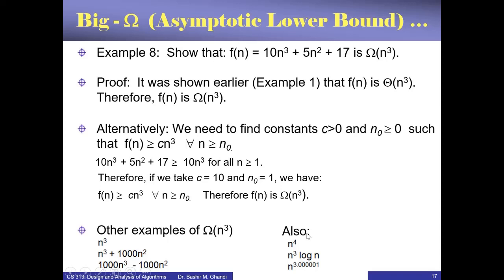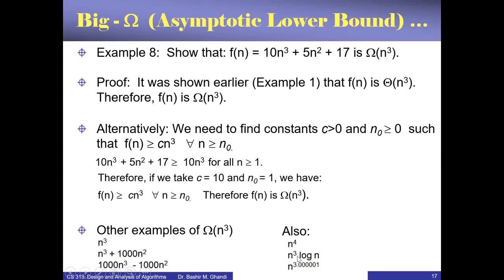Equality usually is for the tight bound, which is the theta. Any function that is greater than or equal to g(n) will be big omega of g(n). I hope that is clear.